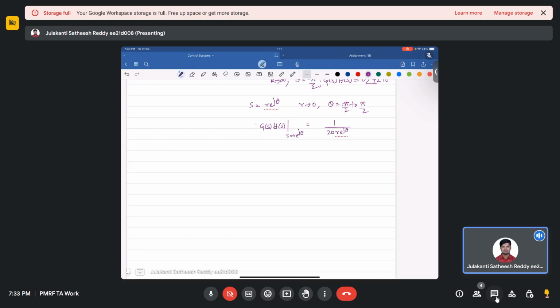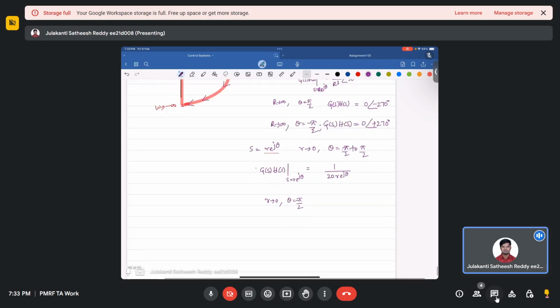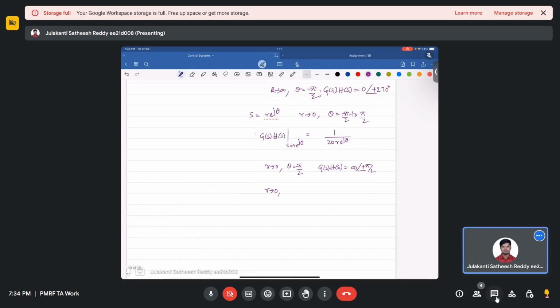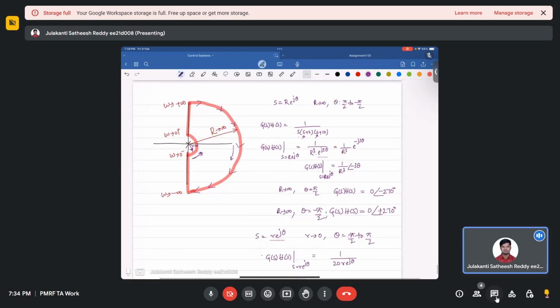That's all. Now, if r tends to 0 and theta is equal to pi by 2 or minus pi by 2, now what about g of s, h of s? G of s, h of s will become 0 magnitude, meaning infinite, at an angle of minus pi by 2. If it goes up, it will be plus pi by 2. See, it is rotating in the opposite direction. You are rotating counterclockwise here, but the actual s plane is rotating clockwise. Okay, theta equals pi by 2, g of s, h of s is infinite, again at minus pi by 2. Now you know the mapping for this path. Now this path is just like a mirror image of this.